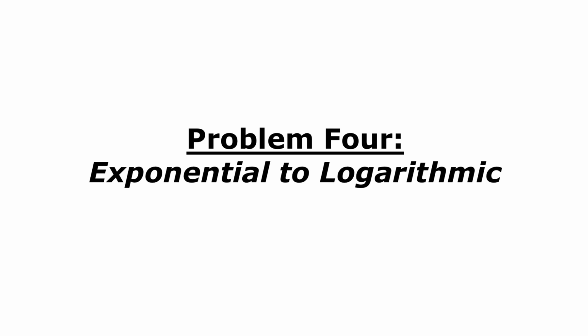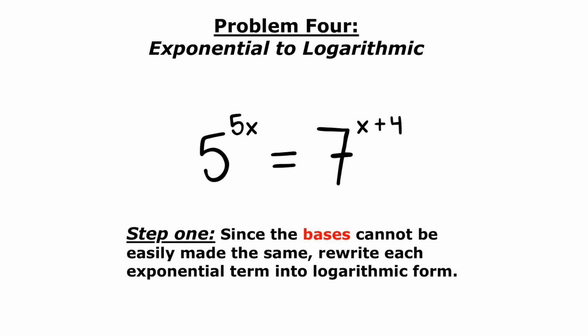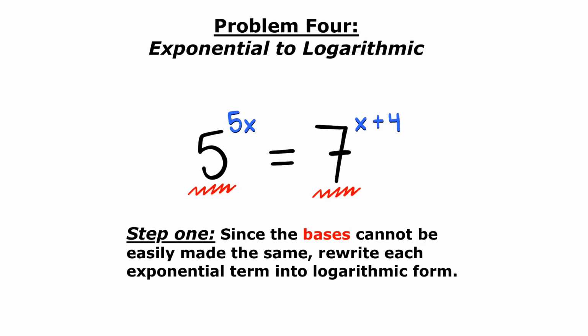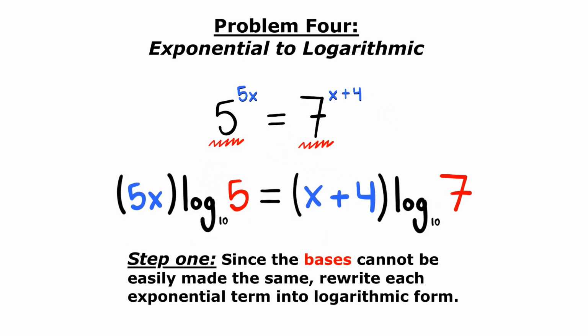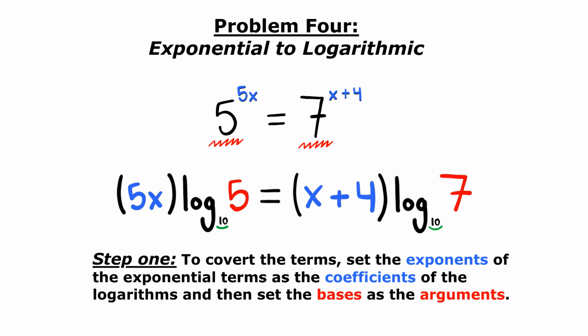Problem number 4, exponential to logarithmic. Step 1. Since the bases cannot be easily made the same, we are going to rewrite each exponential term into logarithmic form. To convert the terms, set the exponents of the exponential terms as the coefficients of the logarithms, and then set the bases as the arguments.